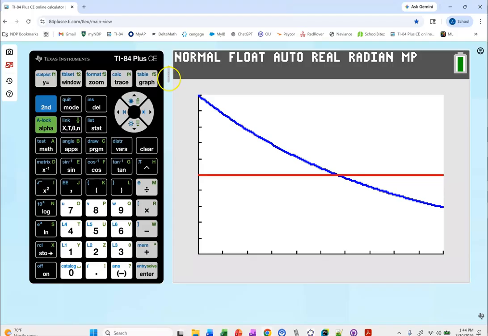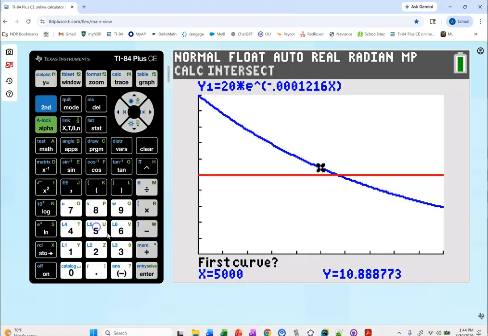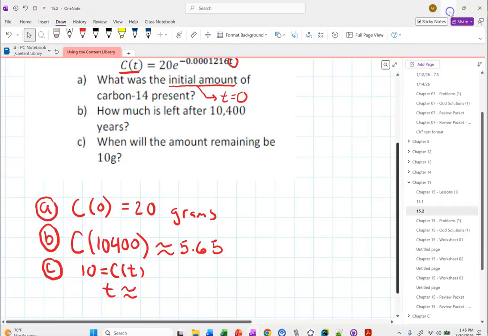What a beautiful picture that is. So I'll do second, trace, intersect command, because there are just 2 curves and one intersection. I just press enter 3 times. And I got 5,700 as my value for x, or in this case, really t is what this represents.